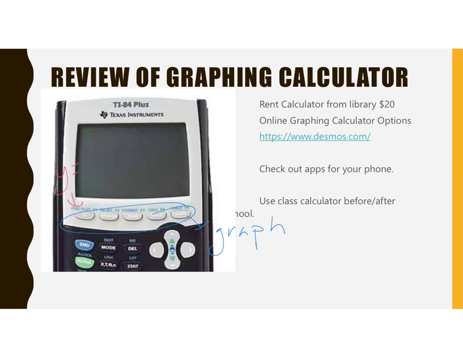But to see actual values, you're going to use the blue button above graph, which is labeled table. To get to it, you need to push the second button, then the graph button, and you will see the XY table.